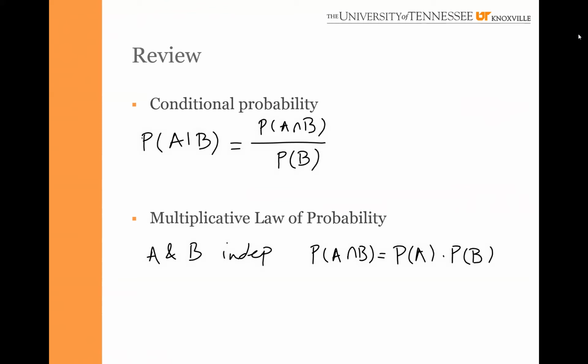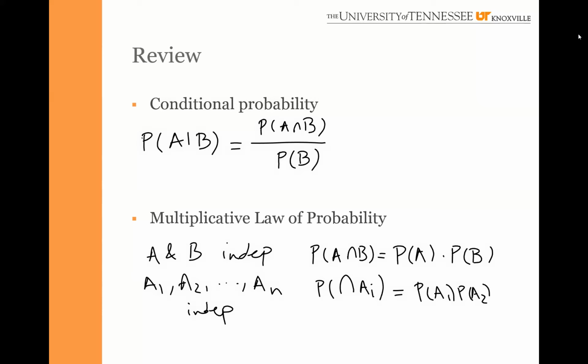Okay. So if I have more than two events, let's say I have events A1, A2, all the way through AN, then what can I say about their intersection? Intersection of the Ais. It will be, again, multiplicative because they are independent, right? I can write this as P of A1 times P of A2 all the way to times P of AN. You multiply all of them.